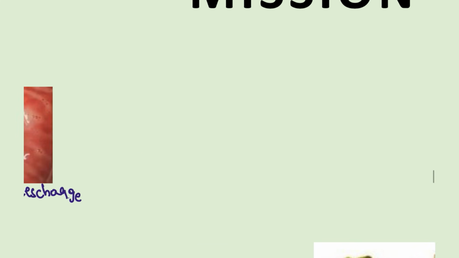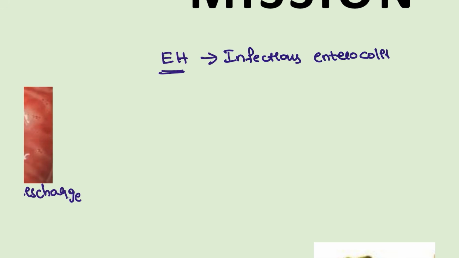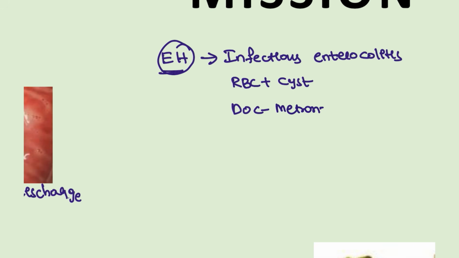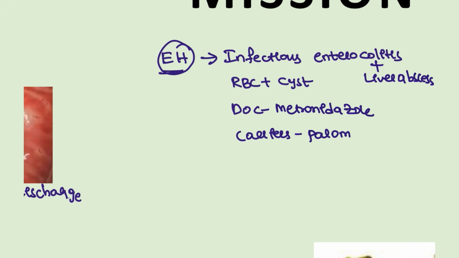Next, we also have Entamoeba histolytica. This will be presented as an infectious enterocolitis. RBC with cyst is seen with Entamoeba histolytica. Here also the drug of choice will be metronidazole. It can cause a liver abscess also, and the liver abscess treatment is the same. If they are carriers, then the drug of choice will be paromomycin. This is Entamoeba histolytica.